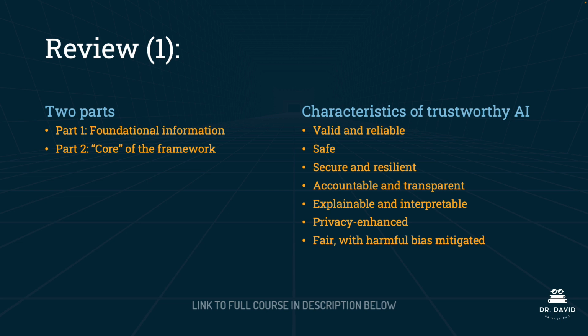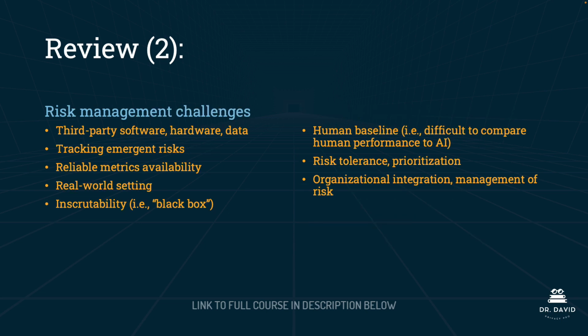In this lecture, we went over part 1 of the NIST AI Risk Management Framework. Remember that the RMF has 2 parts. Part 1 is foundational information, which is what we just did, and part 2, which is the topic of the next lecture, is the core of the framework. You need to remember that for the NIST AI RMF, there are 7 characteristics of trustworthy AI. Those are valid and reliable, safe, secure and resilient, accountable and transparent, explainable and interpretable, privacy enhanced, and fair with harmful bias mitigated. There are several risk management challenges.